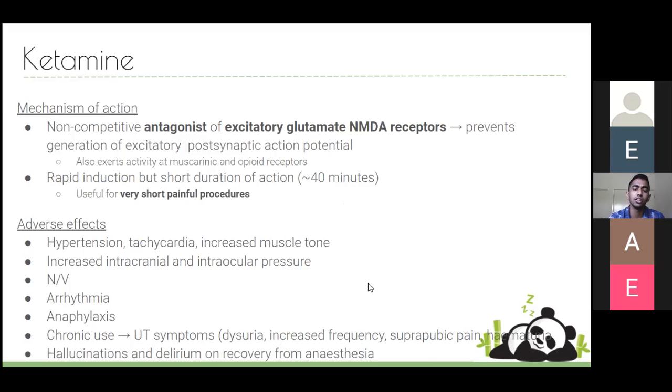Ketamine, so again, it's got a little bit longer induction. It's not as fast as the other ones, but it's got a little bit longer duration of action. And it's going to work at different receptors. So instead of working with our GABA, it's going to work with our glutamate. So it's going to be an antagonist at our NMDA receptors and block glutamate excitation. So we're going to block excitation at the postsynaptic action potential and prevent that. It's also got effects on muscarinic and opioid receptors. And so that's why it's useful for painful procedures, because it's also got that analgesic function built into it. It's very good at that.